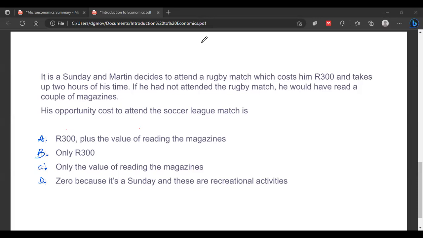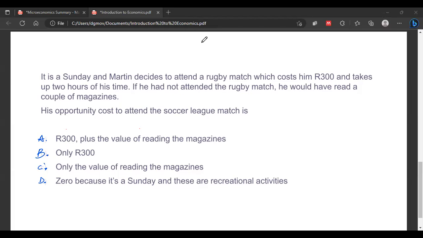Motozi says, I'll go for A because he is spending money that he could have used to buy more magazines and he could have used the 2 hours to work and make more money. No, the alternative is not working. When you are given two alternatives, the given one is the next best alternative and you don't have to bring in other alternatives. You just work with the alternative given.